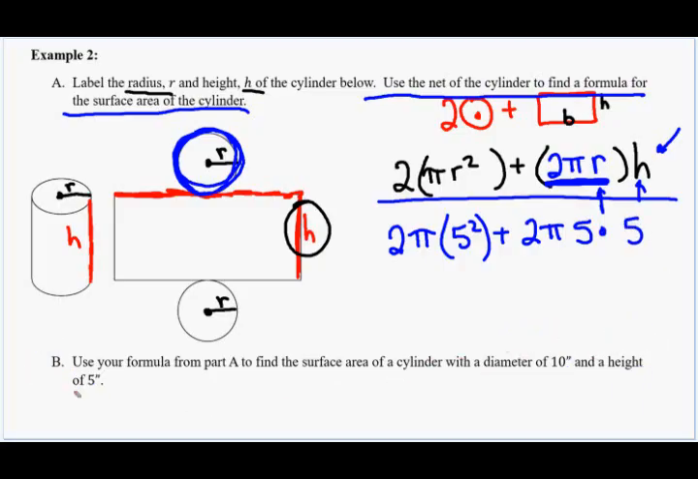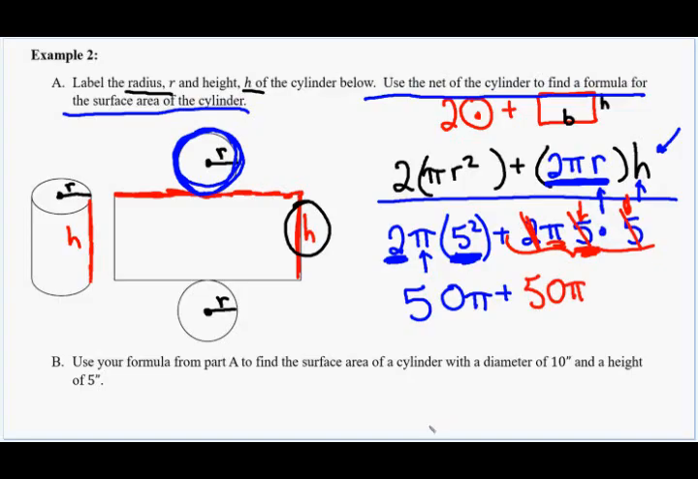Now, if you're reaching for your calculator, don't bother. We don't need it. 5 squared here is 25. 25 times 2 is 50. And we're going to multiply by pi. So we have 50 pi's for the first term. And then here, we've got 5 times 5 is 25. Times 2, again, is 50. So we have another 50 pi's. What's 50 pi plus 50 pi? That's 100 pi. And I guess let me write it down here. 100 pi is our exact answer.